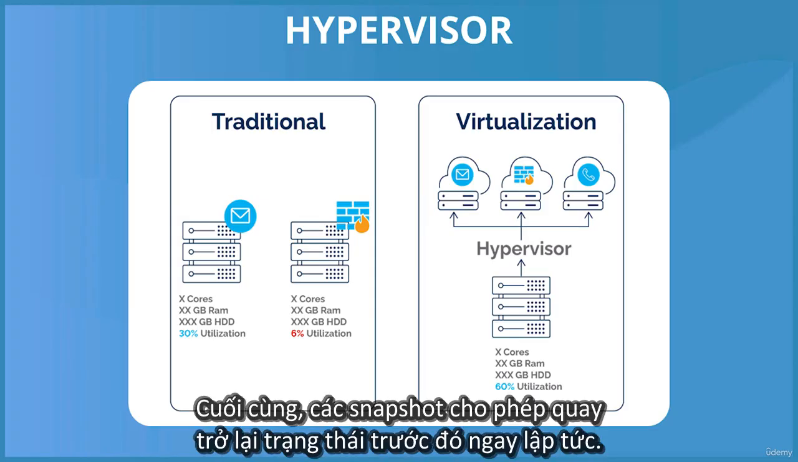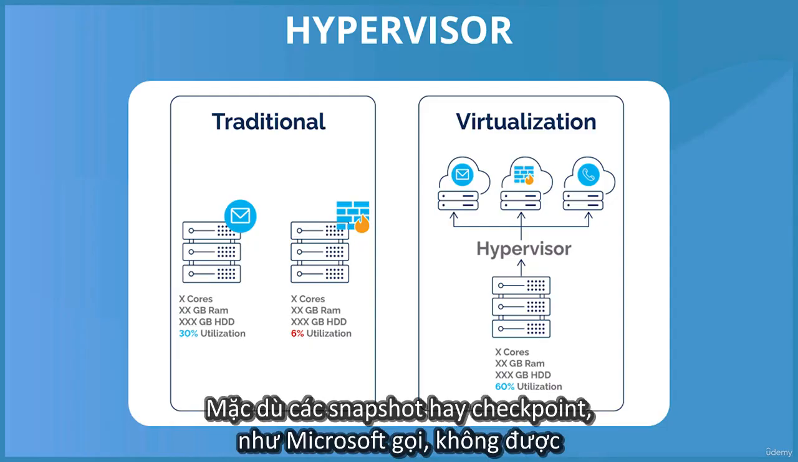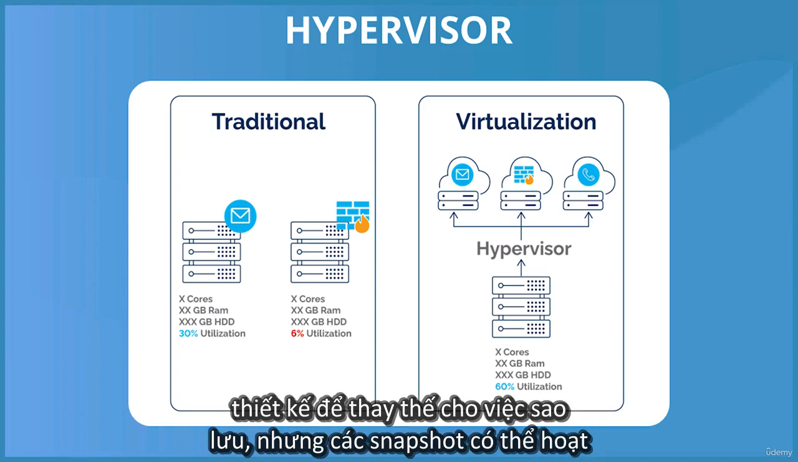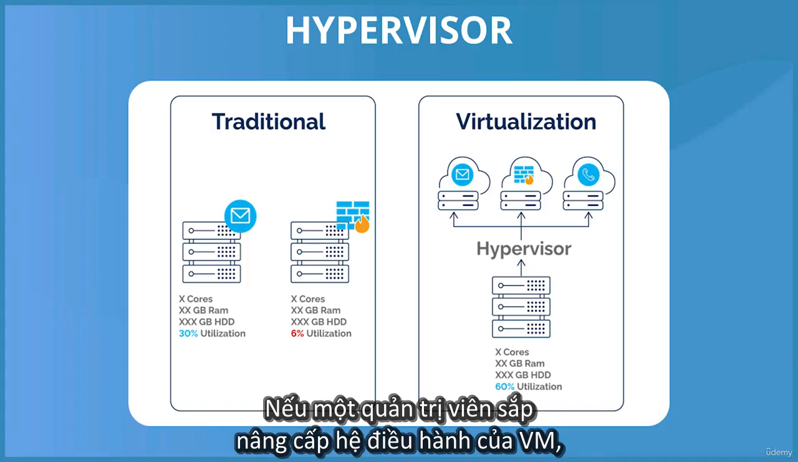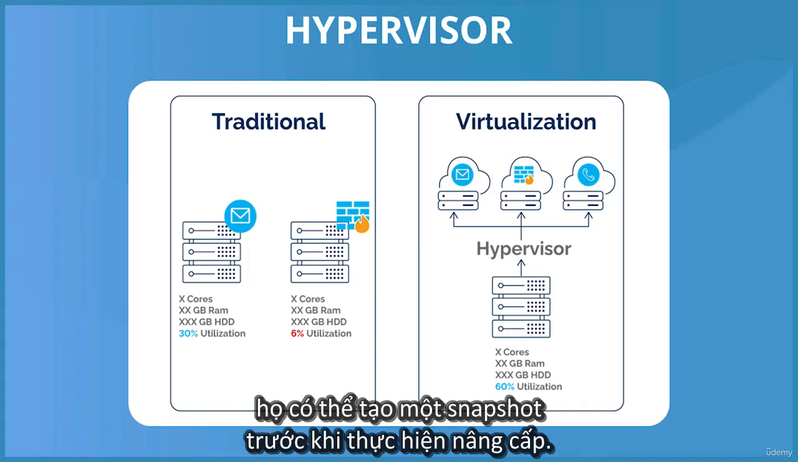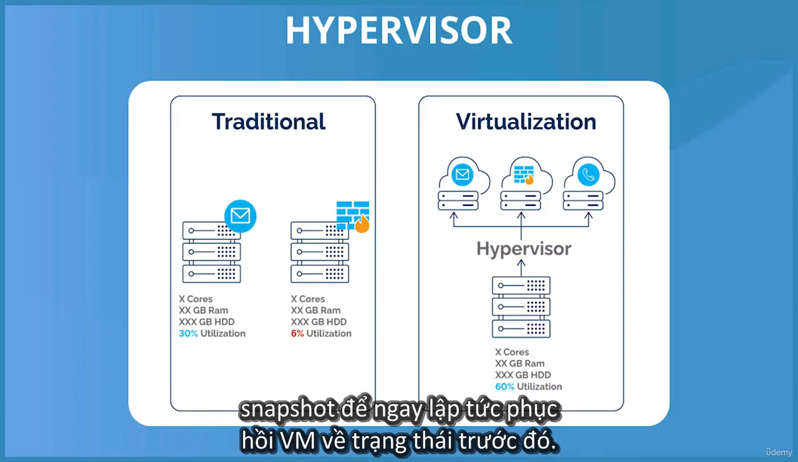So finally, snapshots make it possible to instantly revert a VM to a previous state. Although snapshots, or checkpoints, as Microsoft calls them, aren't intended to be used as a substitute for backups, snapshots can act as a protective mechanism, especially when performing maintenance on a VM. If an admin is about to upgrade a VM's OS, they can take a snapshot prior to performing the upgrade. If the upgrade fails, then the admin can restore the snapshot to instantly restore the VM to its previous state.